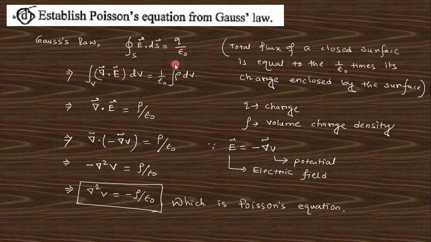You know this is Gauss's theorem, which says that the total flux through an enclosed surface is nothing but q enclosed by epsilon naught, and this is nothing but the integral of divergence E dv, and this can be written as rho dv. This is the divergence theorem. So if you compare these two, divergence E equals rho by epsilon naught, and the electric field related to the potential is E equals minus grad V. So if you put this in, divergence of grad V is nothing but grad square V. So grad square V equals minus rho by epsilon naught. This is nothing but Poisson's equation.